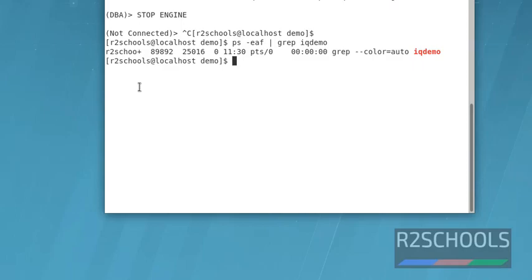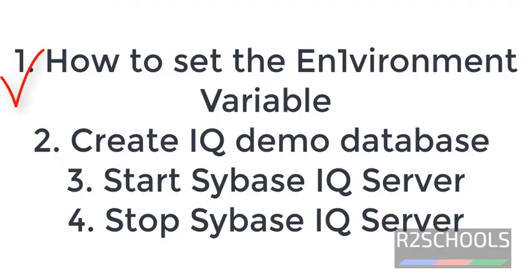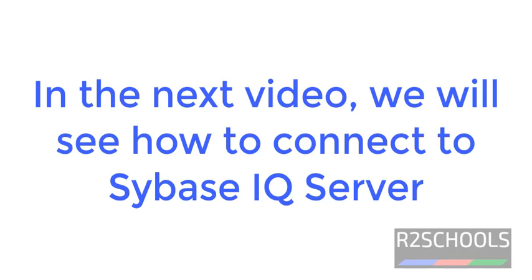In this video, we have covered how to set the environment variables, then how to create the IQ demo database, then we have started the Sybase IQ server using the IQ demo database, then we have stopped the Sybase IQ server by using the command stop_engine. In the next video, we will see how to connect to Sybase IQ server on Linux.